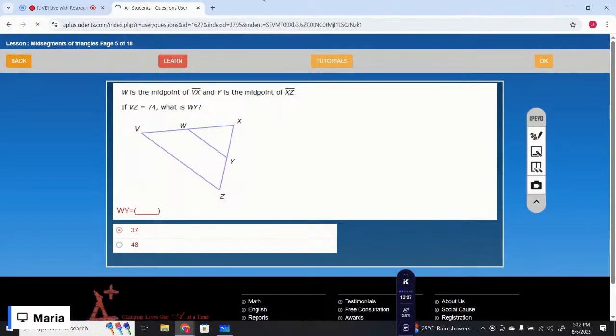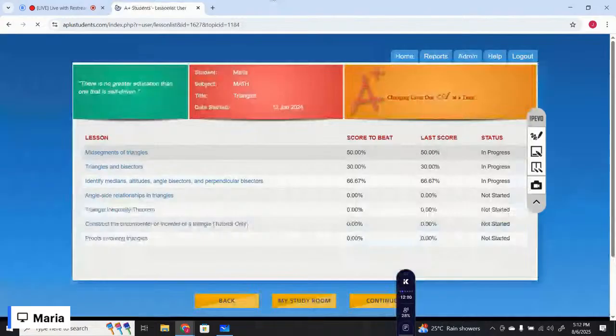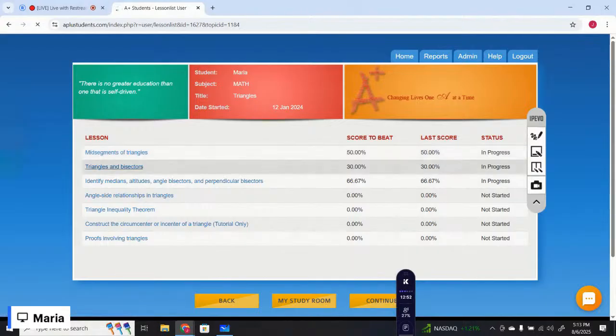Okay, you can complete the lesson by yourself later today. Let me do the next lesson. Next lesson is triangles and bisectors.